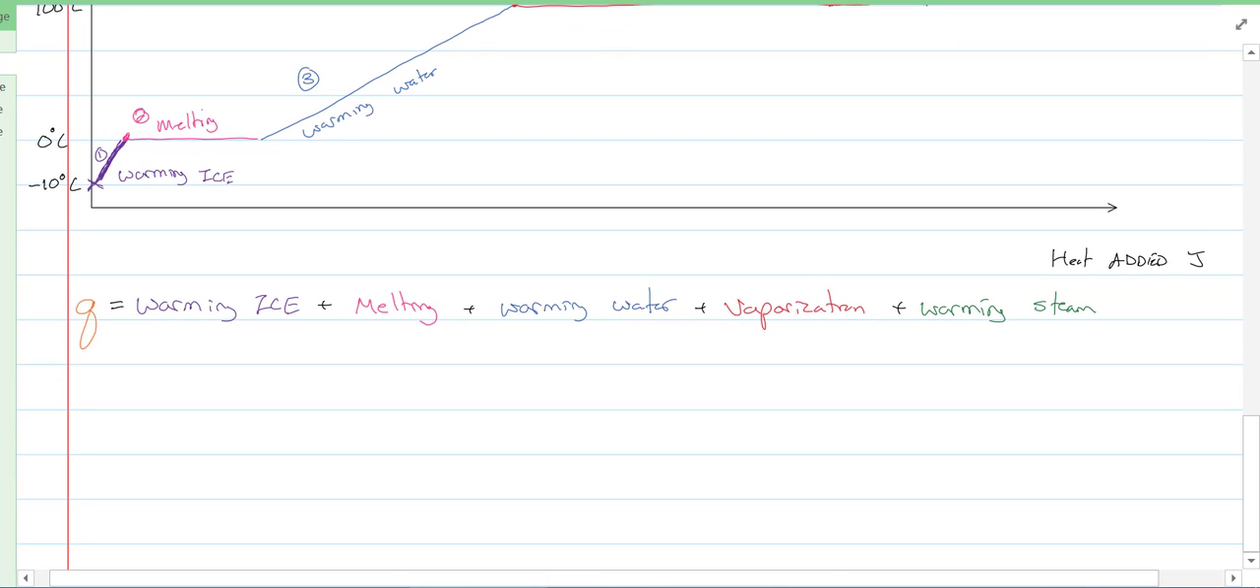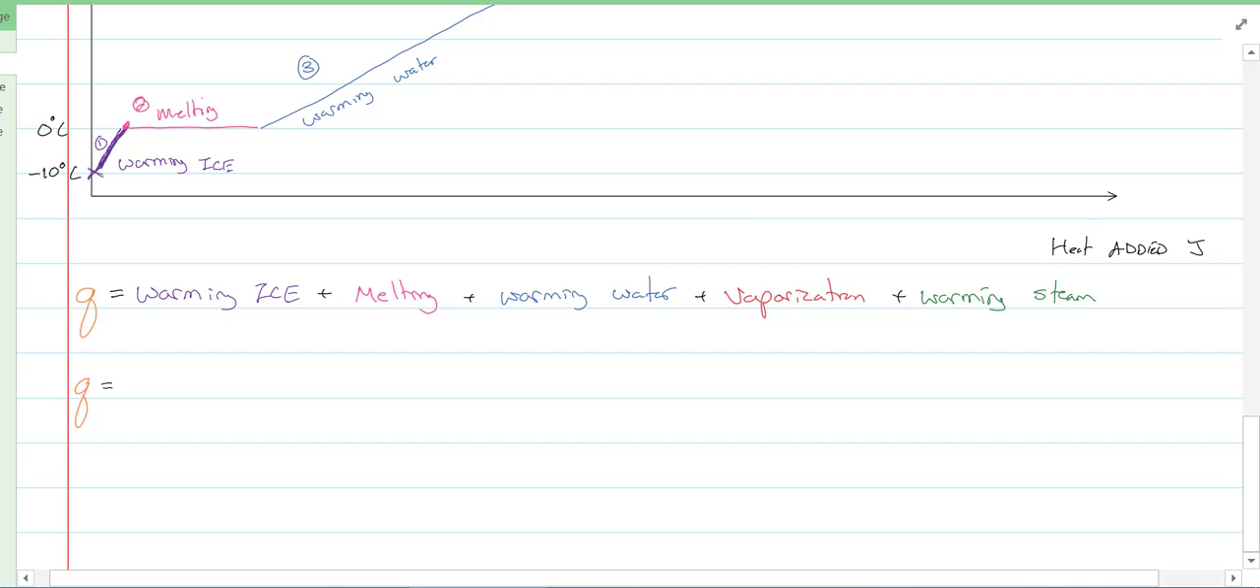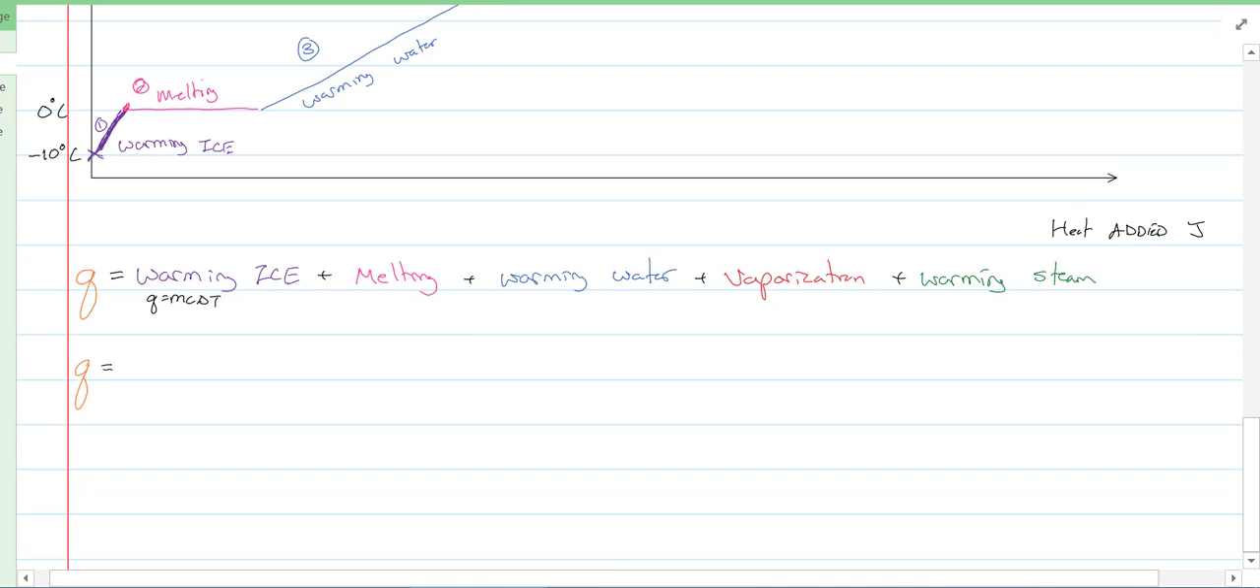Q will equal the formula for warming ice, which is Q equals MC delta T. So warming ice would be M, C of ice, delta T of ice. I'm using subscripts to specify exactly what we're talking about, because there's more than one specific heat and more than one temperature change.